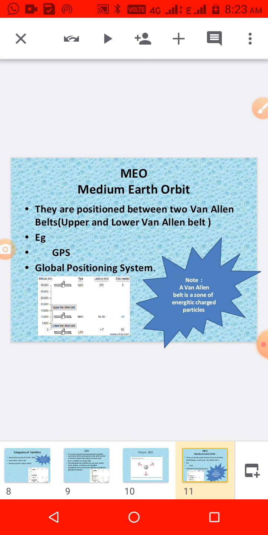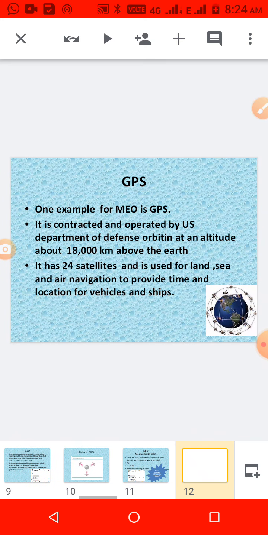Its distance is nearly 5,000 to 15,000 kilometers from the earth. In between 5,000 to 15,000 kilometers from the earth, these satellites are available, and it is placed between the upper and lower Van Allen belt. An example is the Global Positioning System, and it is operated by the US Department of Defense.